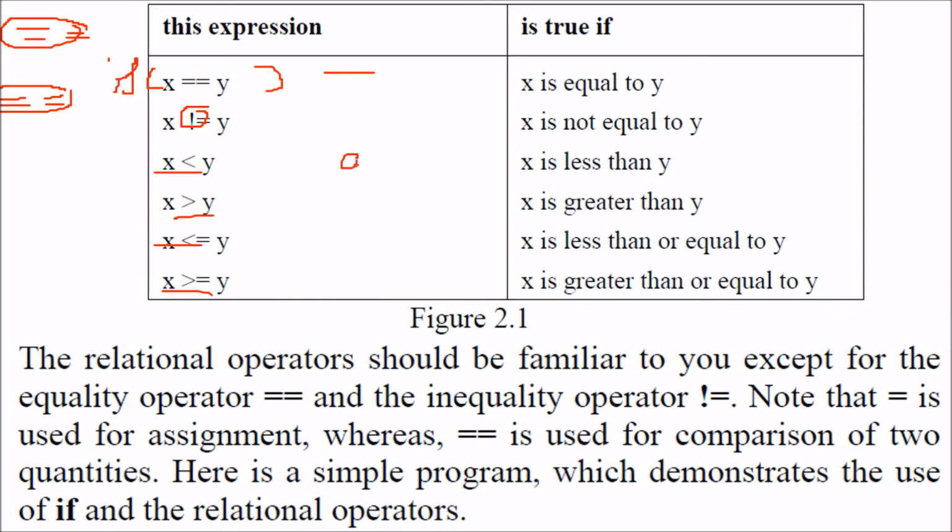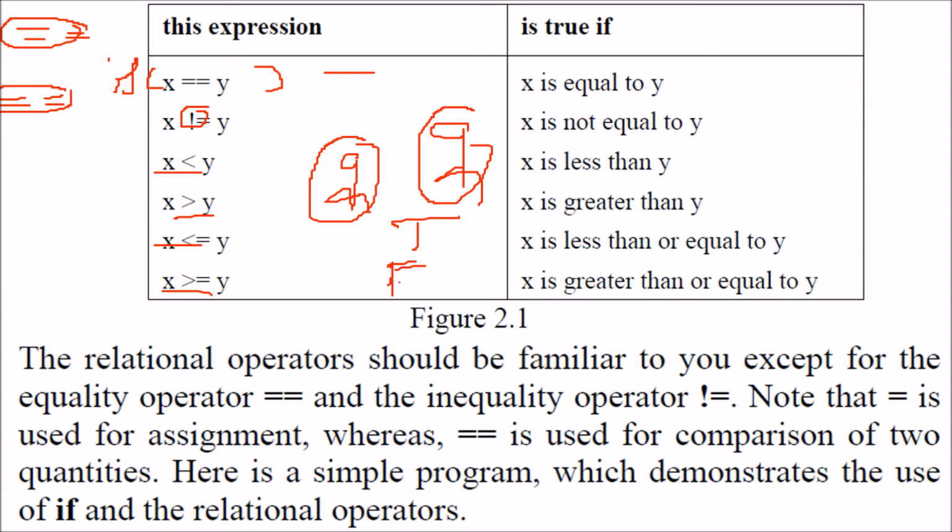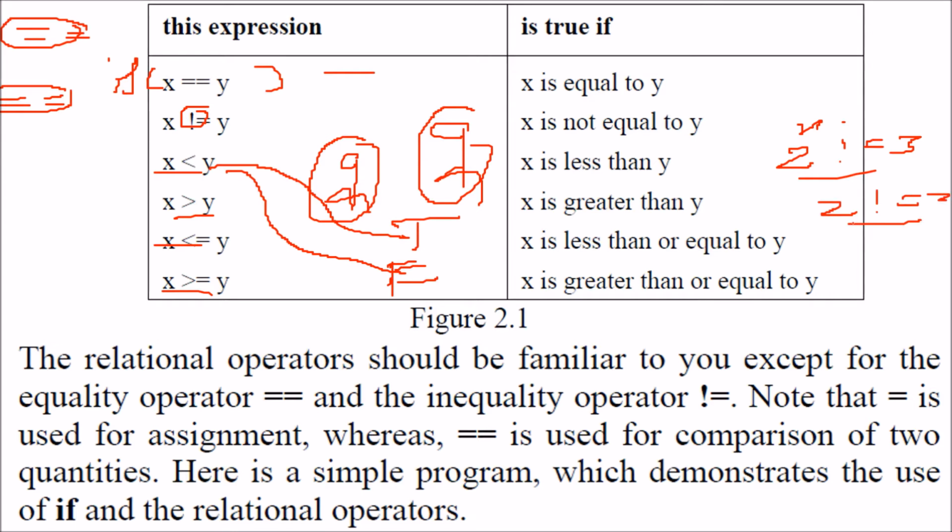Relational operator means, for example, your brother is taller than you. Is it true or false? Yes, it is true, so it will give true. Now if you are taller than your brother, it becomes false. So this will give you either true or false. This is equal to, this is not equal to. Whether 2 is not equal to 3, yes, it is true. But 2 is not equal to 2 is false, because 2 is actually equal to 2.